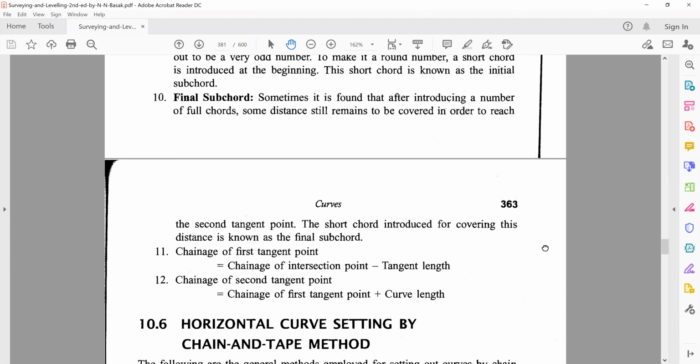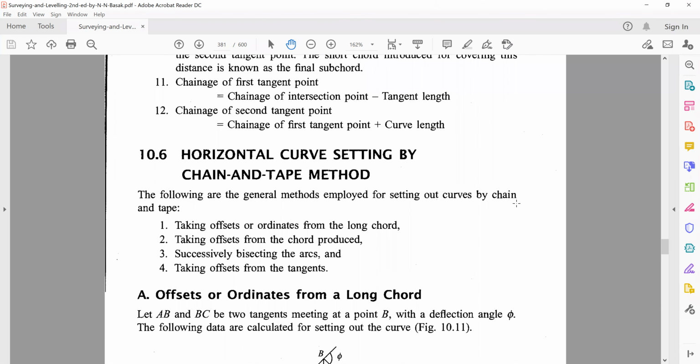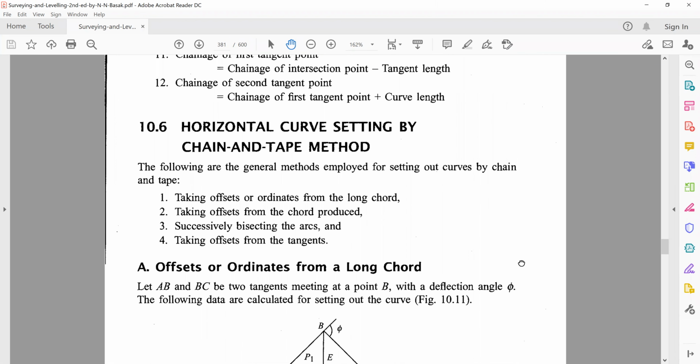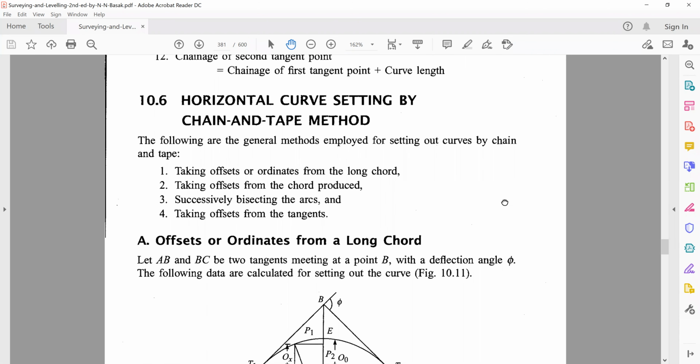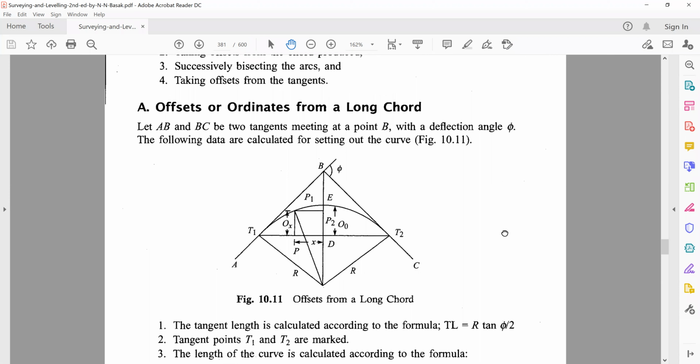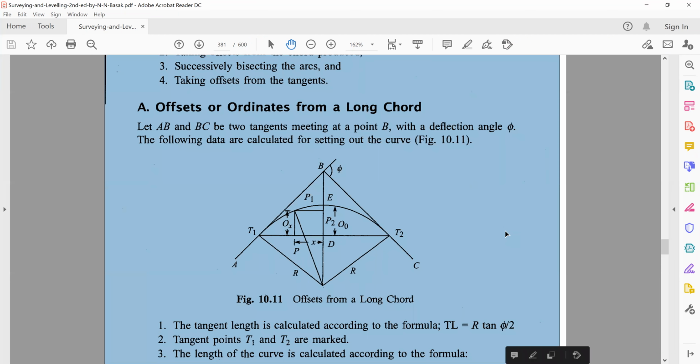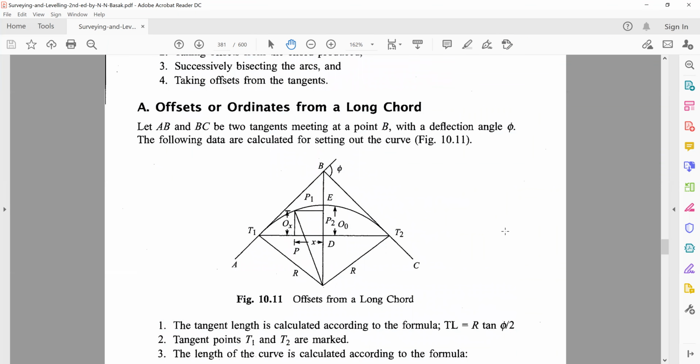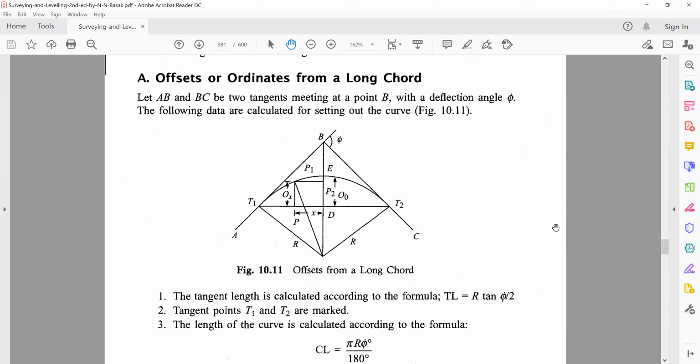Now, in the book, they have given different methods by which we can set out or lay out the curve in the field. We won't be going into all of them. I'll just give a brief idea of how the first method works, offsets or ordinates from the long chord. Basically, in this method, you locate the point T1 in the field, and then you draw a straight line to the point T2.